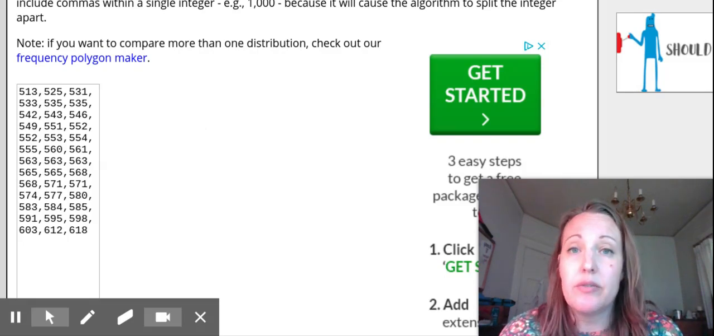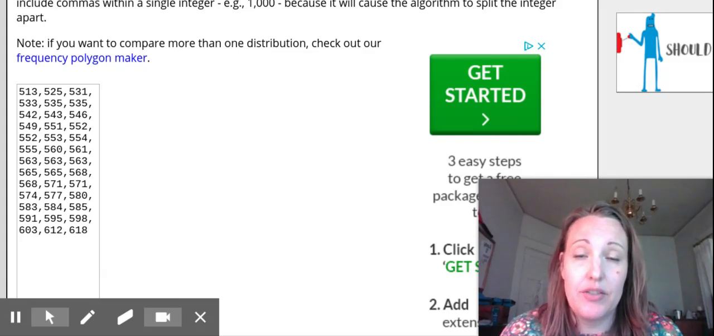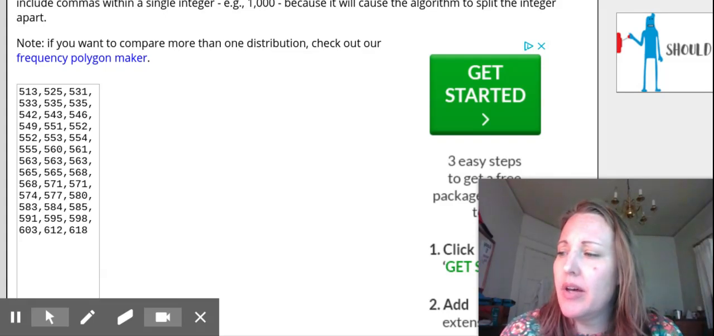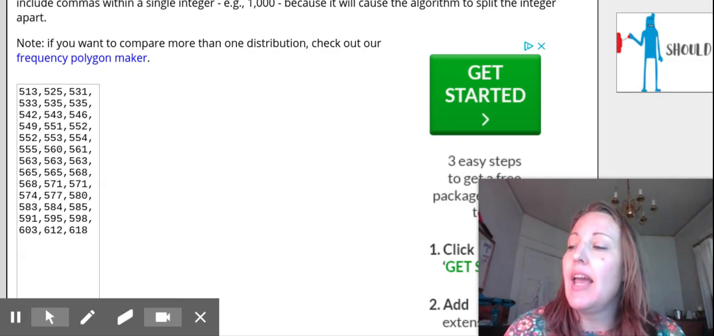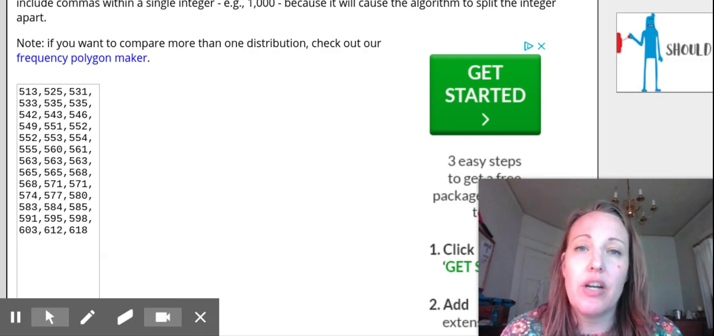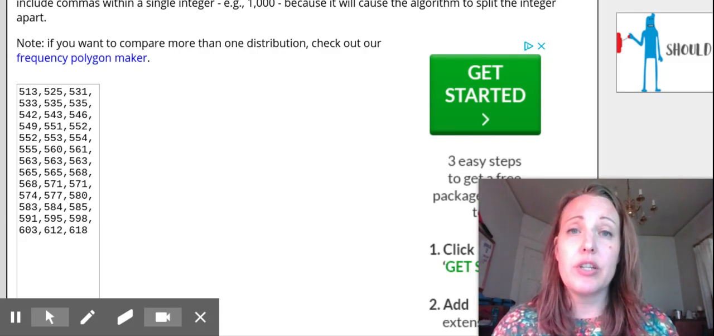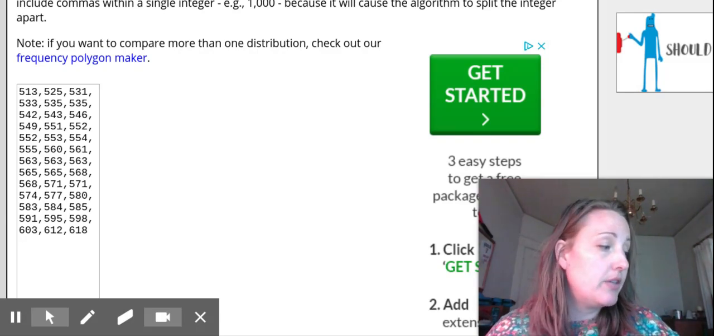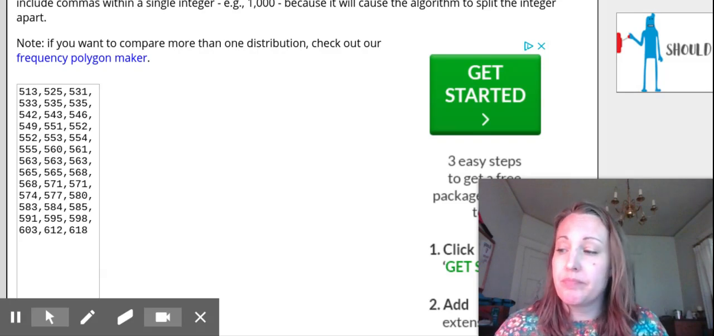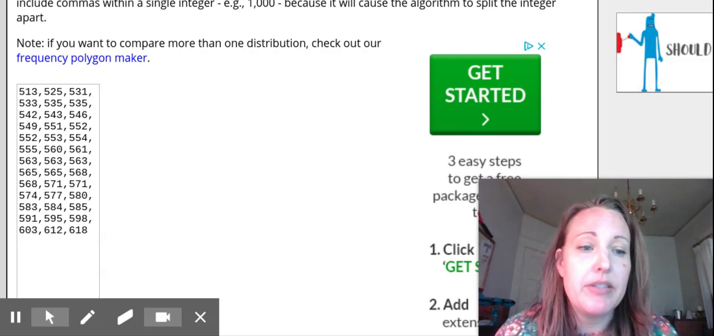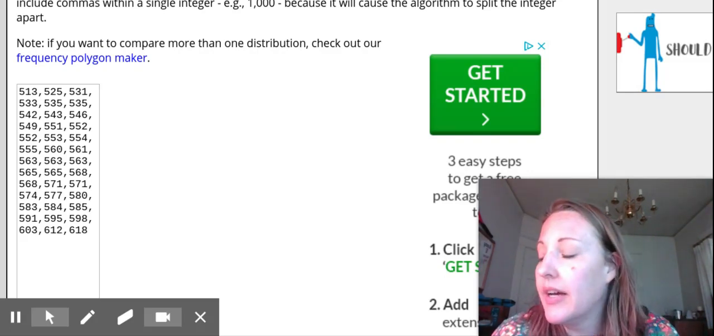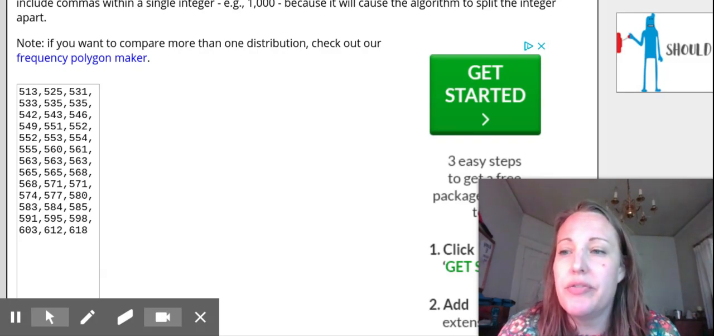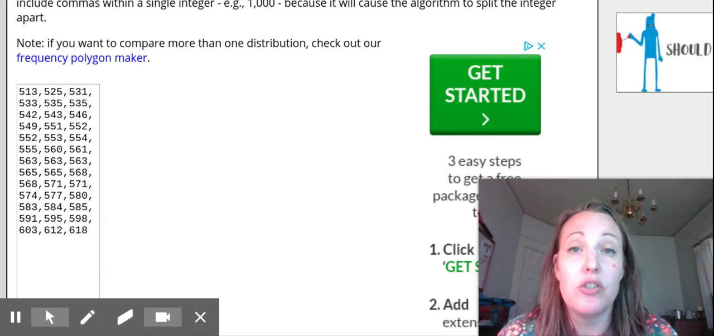Now, this data represents hat sizes. So these basketball teams are selling baseball caps, kind of ironic, I guess, and they needed to figure out what sizes they needed to order. These numbers are in millimeters. Okay, so 513 millimeters, 525, and so on.